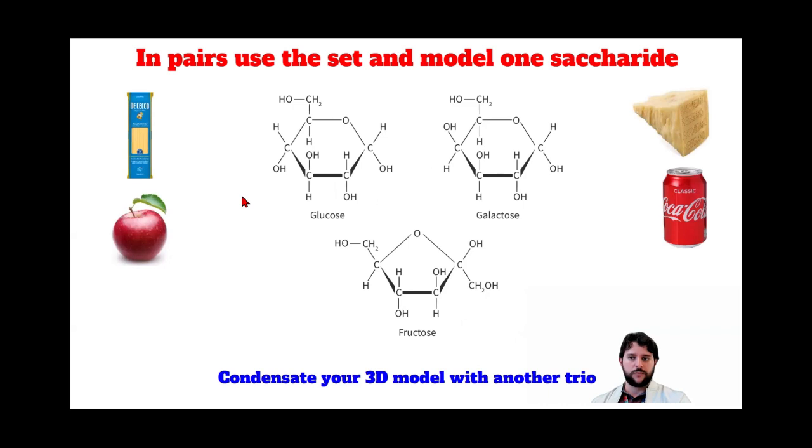Okay, this is an interesting activity with some models, some kits to build molecules. This is an interesting practice. If you have the model, this is an interesting activity for us to summarize these chemicals.